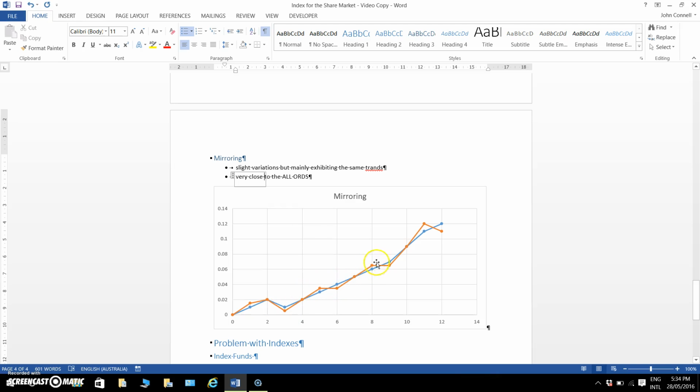The orange is hugging very close to the blue, and you can see that it goes up, goes down, and then consistently is going up, and then probably here it drops off a bit more. But the general trend of the blue is being mirrored by the orange.